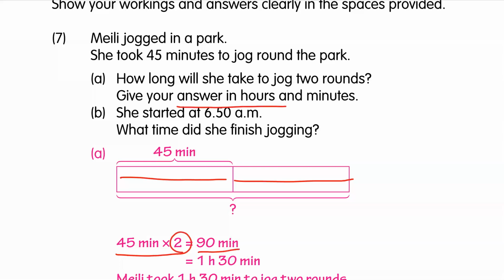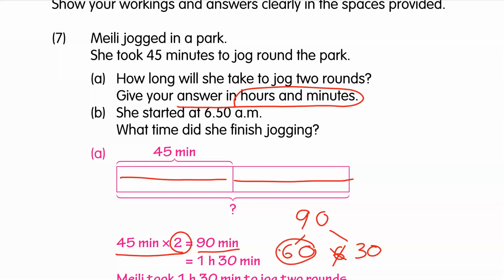Leave the answer in hours and minutes. So 90 minutes over here, you break it into 60, which is an hour, and 30 minutes. Right? 60 minutes becomes the 1 hour here, and the other 30 minutes.